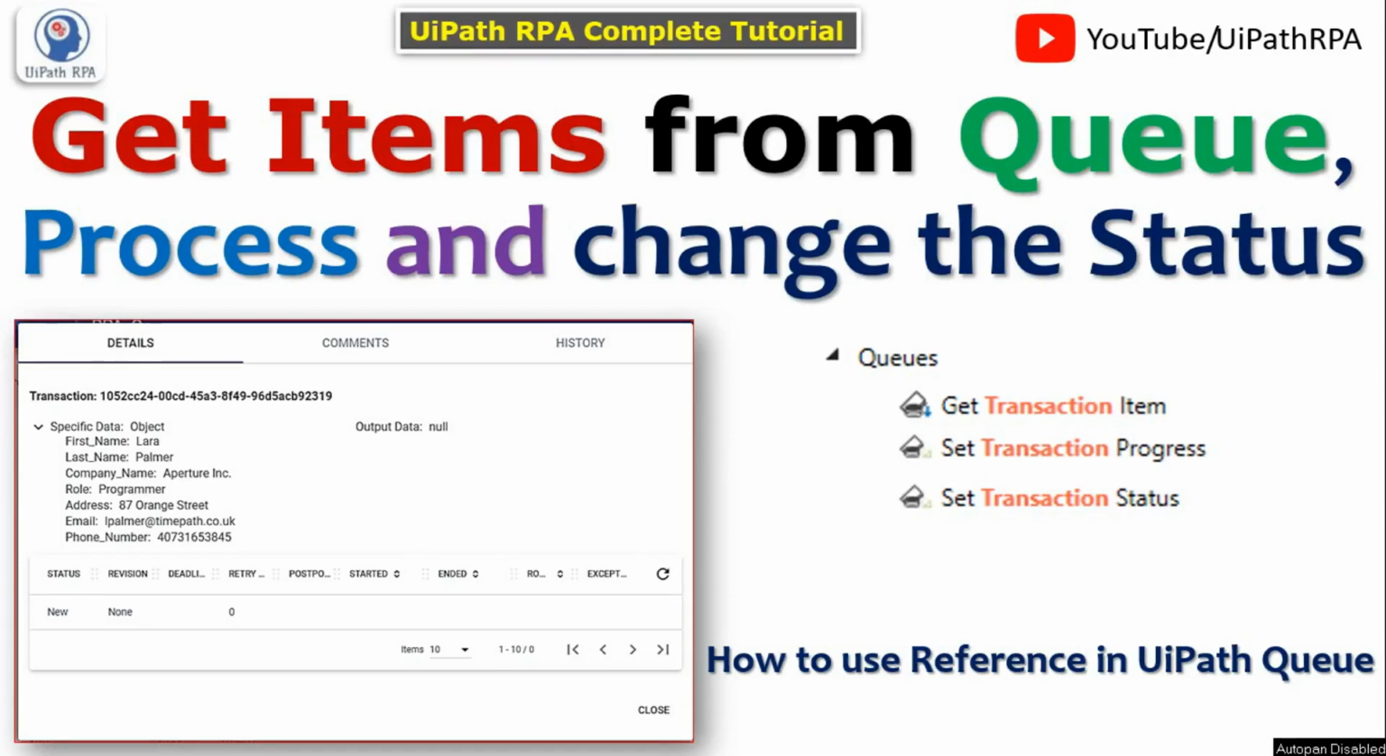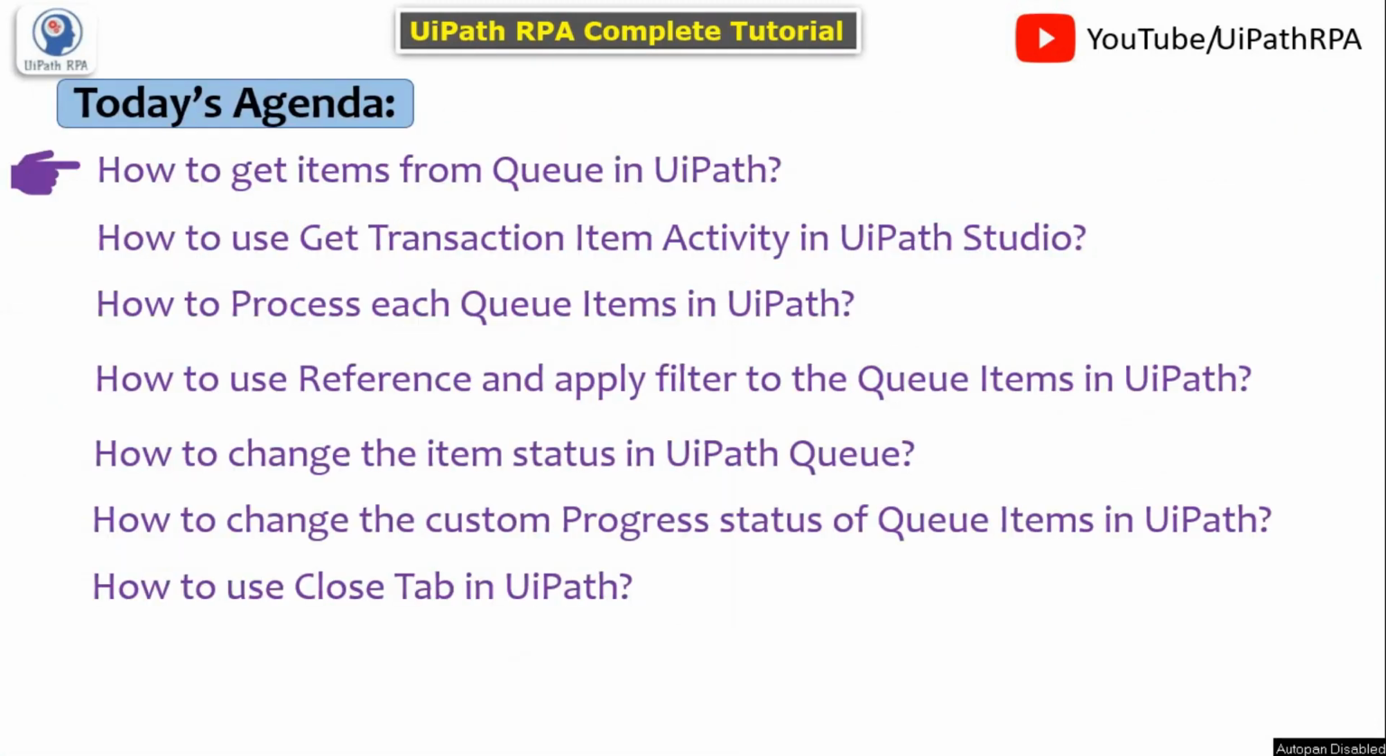Welcome back. Today we are going to learn about the next important part of UiPath Queue. We'll learn how to get items from the queue in UiPath, how to use the Get Transaction Item activity in UiPath Studio, how to process each queue item, how to use reference and apply filters to the queue items, how to change the item status in UiPath Queue, how to change the custom progress status of the queue items, and how to use Close Tab in UiPath.